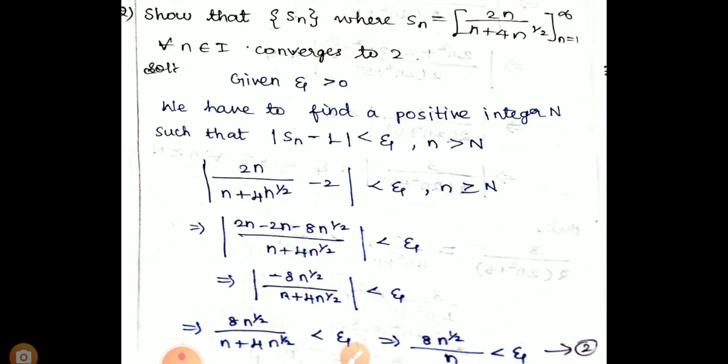into n^(1/2) divided by n will come. Another term is 8 into n^(1/2) divided by 4n^(1/2). So if you are cancelling the terms, you will get 8 by 4 is 2, and n^(1/2) and n^(1/2) will get cancelled, so we are getting only the 2.